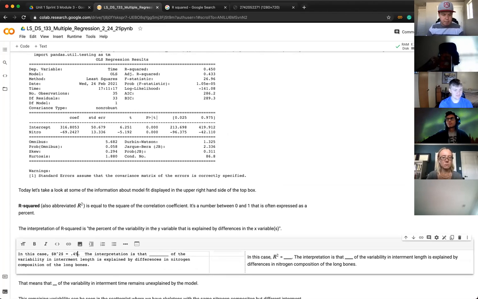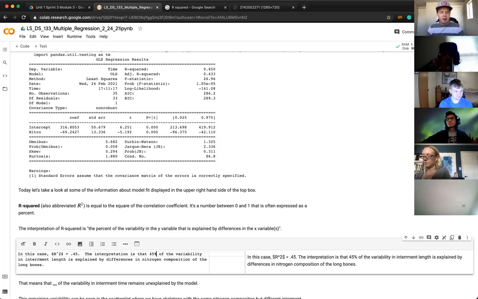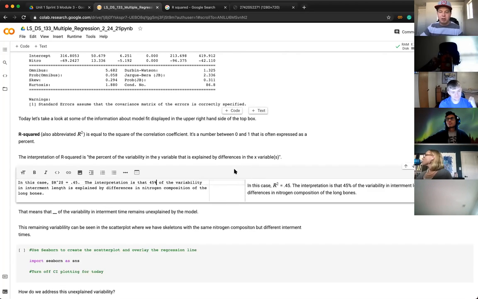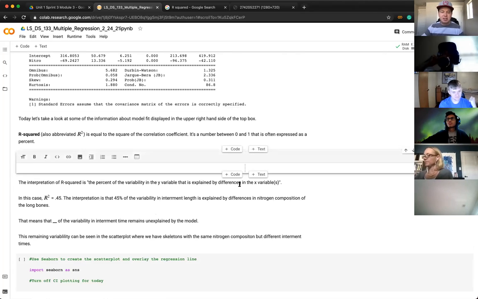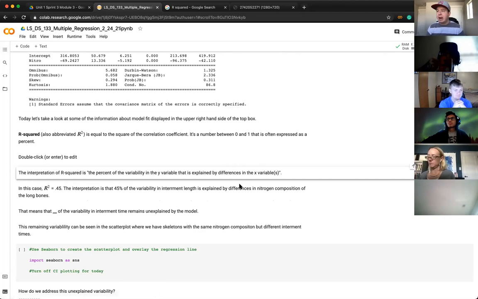Okay. The interpretation is that 45% of the variability in interment length is explained by differences in nitrogen composition of the long bones. Okay, and that's actually pretty decent for a simple regression model, right? Just having one x variable, that's a decent amount of kind of explainability, if I can use that word, right? Going on. And we're going to try and increase this R squared value as we go up.